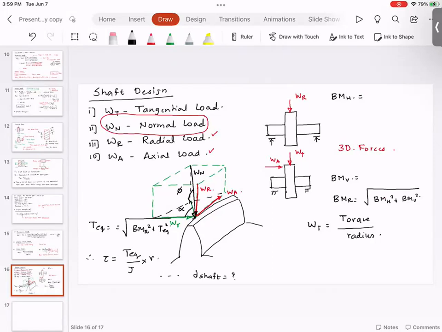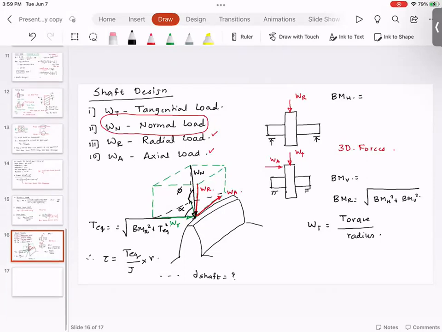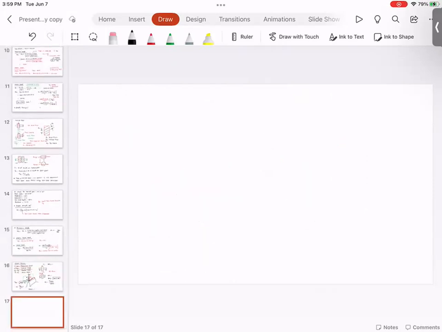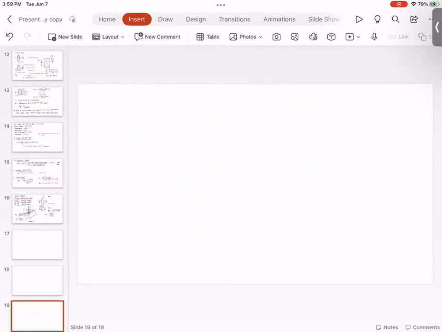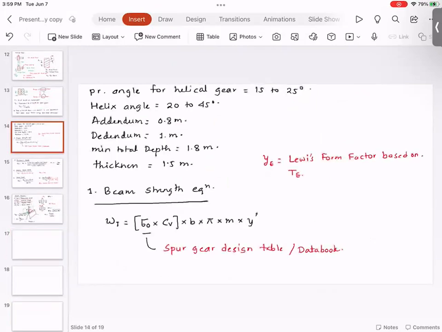So the shaft design procedure is similar. The only thing is, compared to the spur gear, the forces on the helical gear are more complicated. Now, I want to quickly solve a simple problem. I promise this is a simple problem, but let me quickly talk about the process.